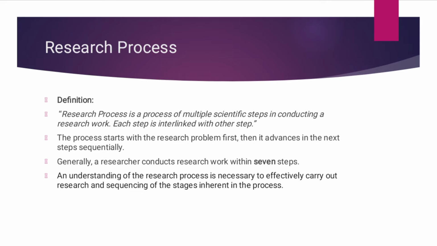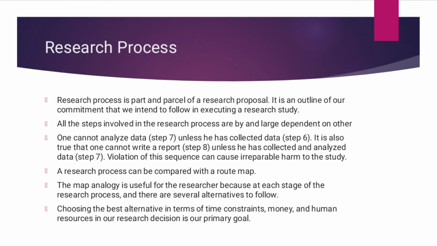research result. Generally, a researcher conducts research work within seven steps. There are seven steps for the research process to be conducted in a proper manner, and understanding of the research process is very necessary in order to effectively carry out the research and the sequencing of the stages inherent in the process. Research process is basically part and parcel of the research proposal. That is the outline for our commitment of what we intend to do, and in following and executing the research study.